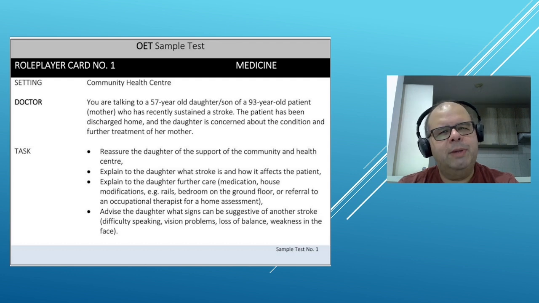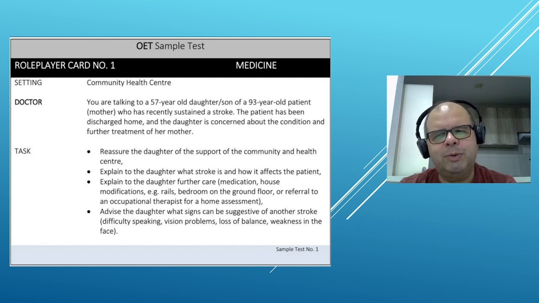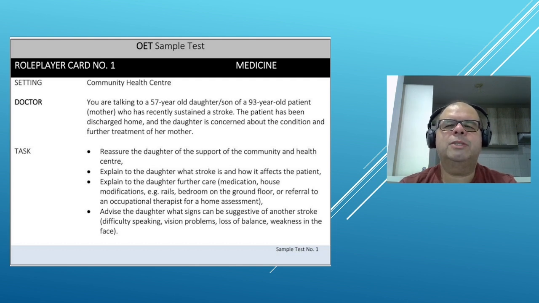The setting normally ranges from community health center, private clinic, GP surgery, suburban health center, suburban general practice, emergency department, 24-hour clinic, general practice surgery, hospital outpatient clinic, or the patient's home. Knowing where you are is quite helpful as it will guide you on how to start the conversation.